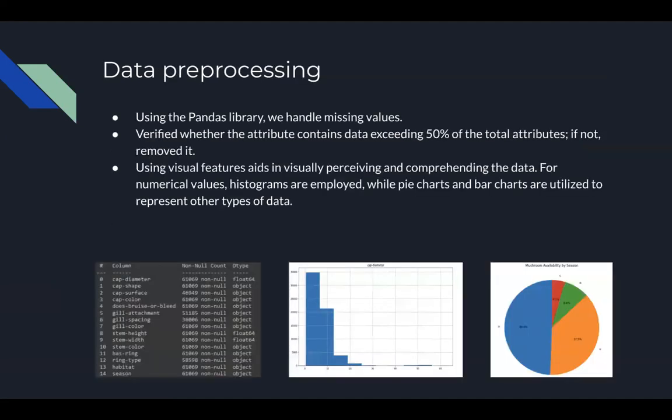Firstly, we leverage the powerful pandas library to handle missing values, ensuring the integrity of our data. We meticulously verify whether attributes contain data exceeding 50% of total attributes. If not, we make the decision to remove them. For numerical values, histograms provide a clear representation, while pie charts and bar charts prove effective for other types of data.